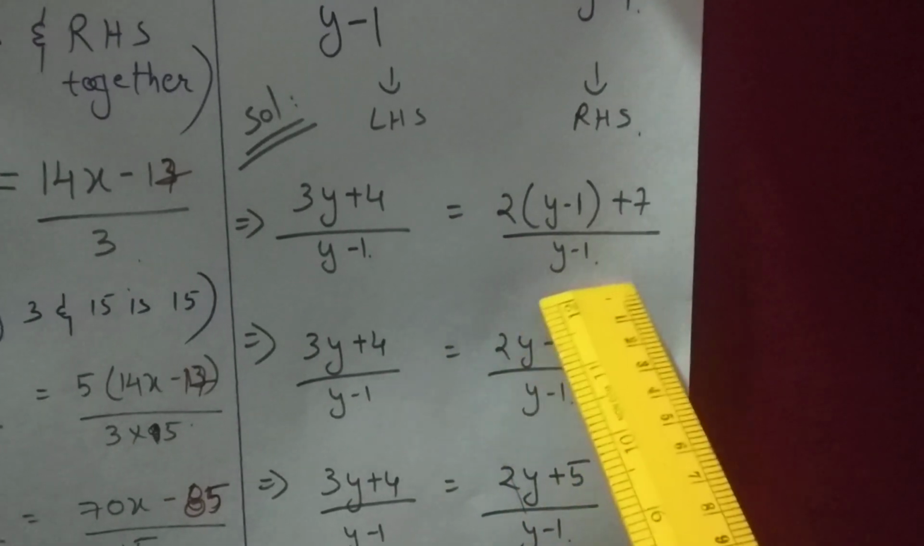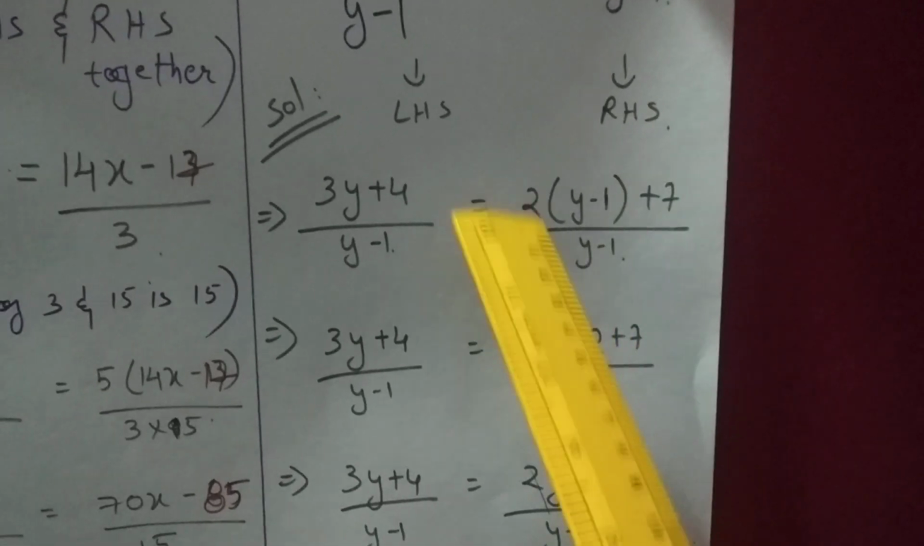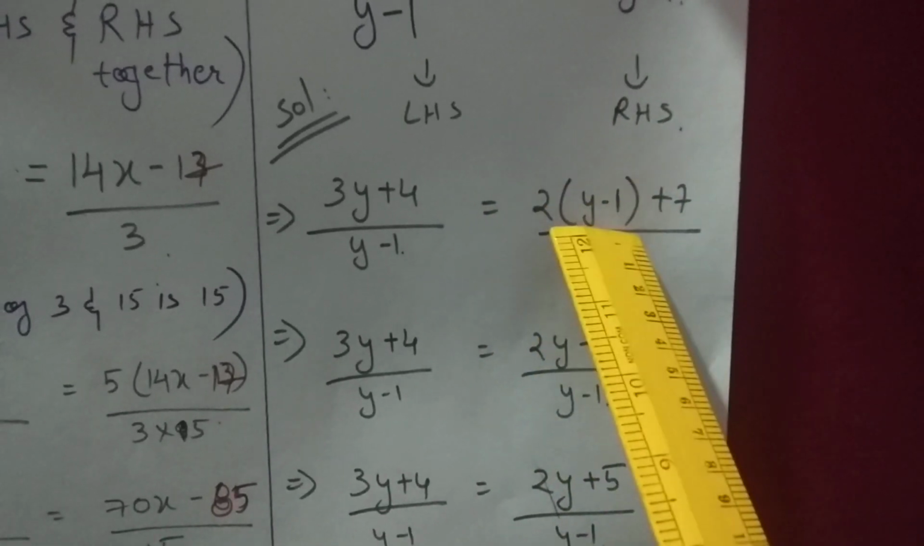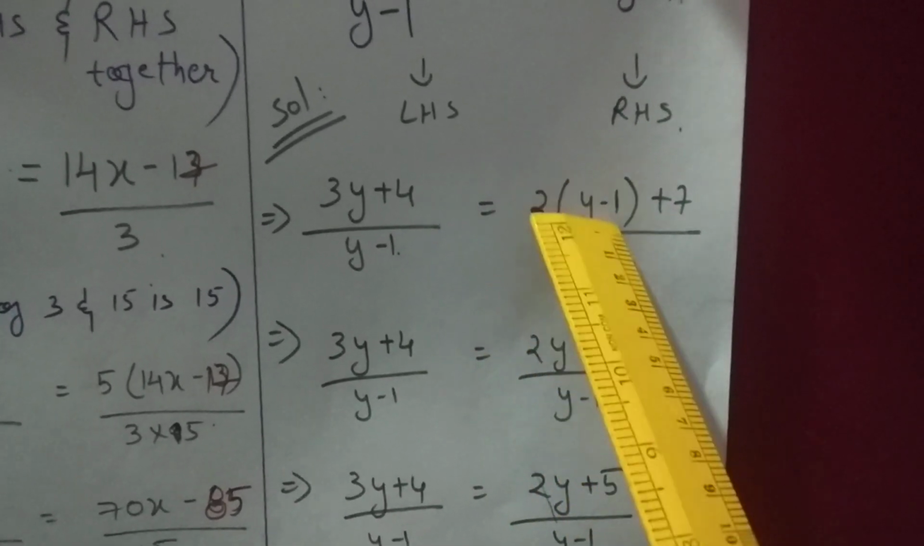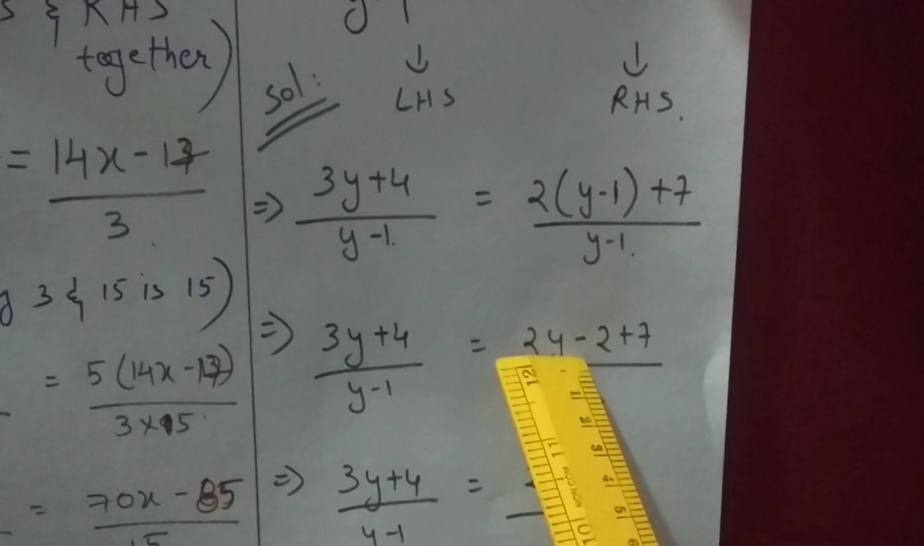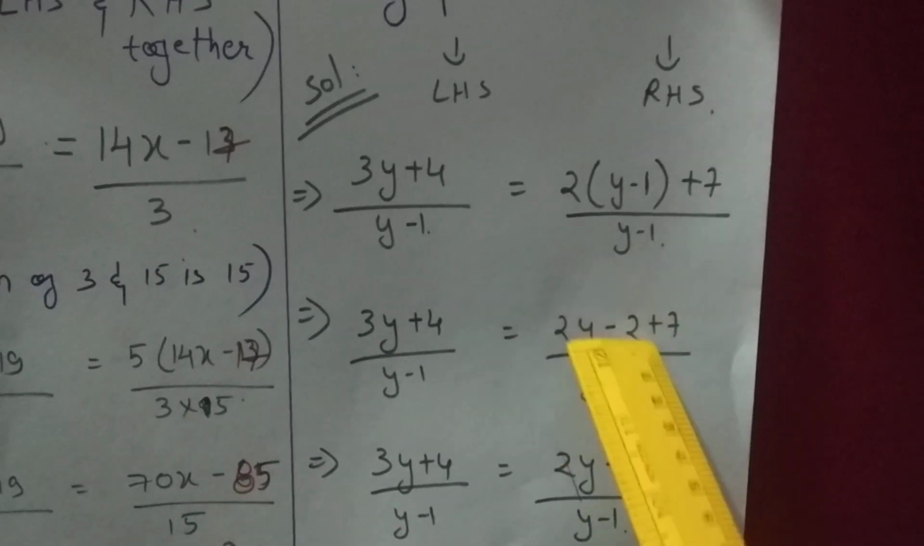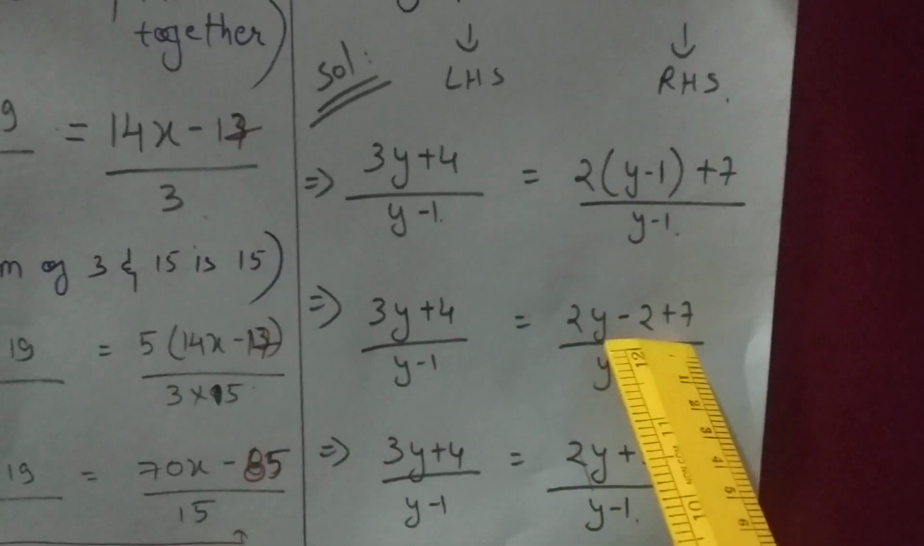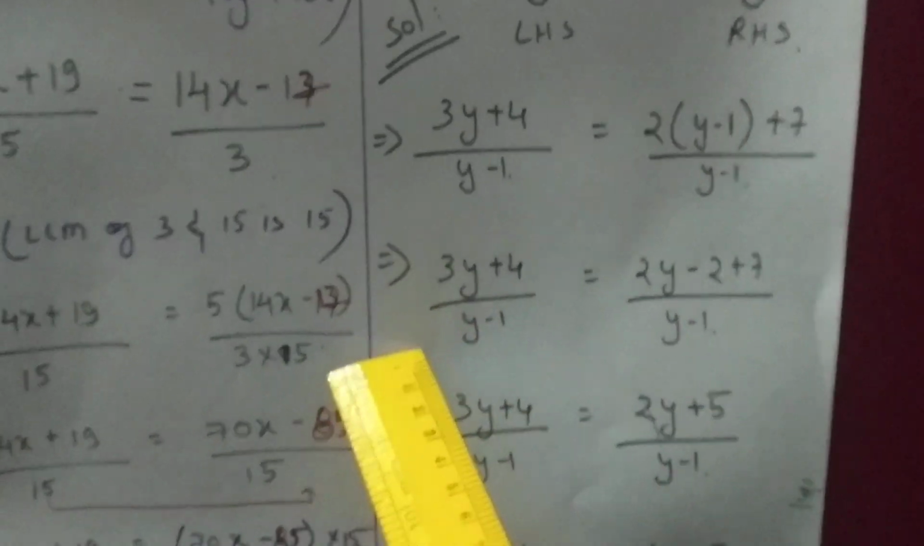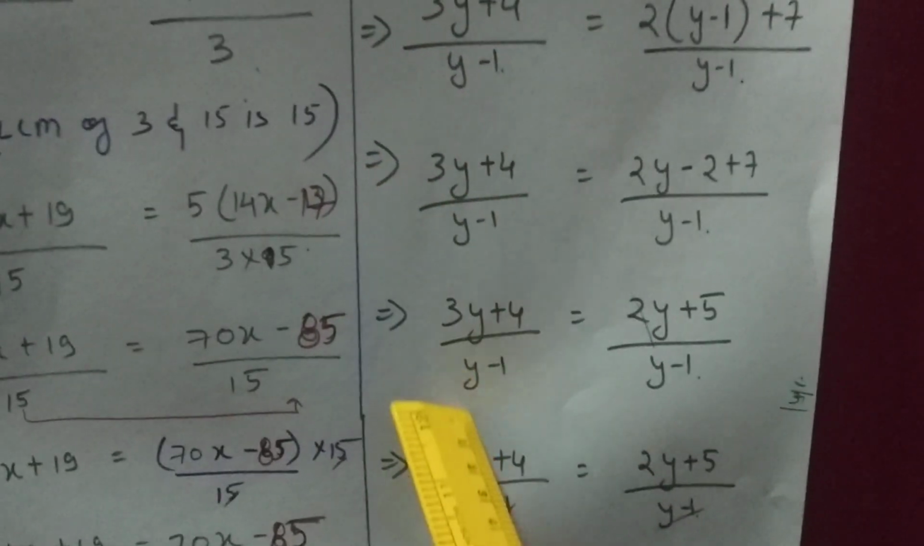If we take care of this RHS, we will open this bracket y minus 1. Multiply 2 with y, which becomes 2y. Then multiply 2 with minus 1, which will become minus 2, plus 7, just note it down here directly as it is. And then solve further.